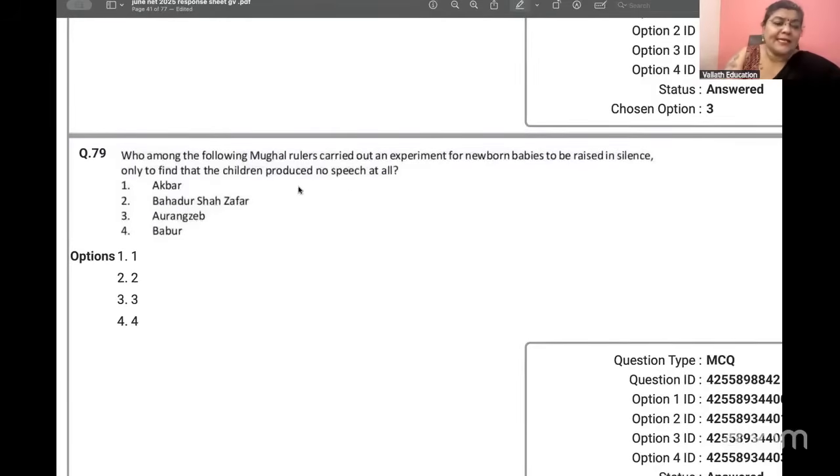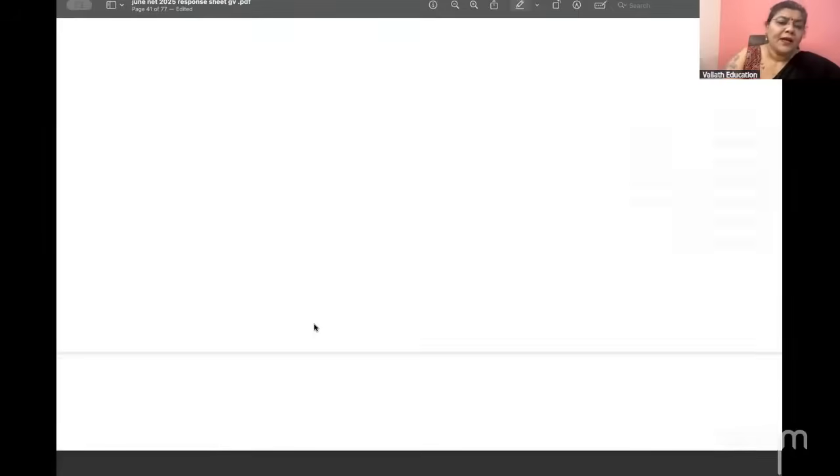Then, who among the following Mughal rulers? For me, this is easy because I will think Babur would only kill. Aurangzeb only kills. Bahadur Shah Zafar did not do anything like this. He was an idiot. Akbar was the intelligent one and he was the one interested in learning, so he must have done this. Whether it was cruel or not, you don't have to think. It's an experiment. Only Akbar would have done it, I would think.